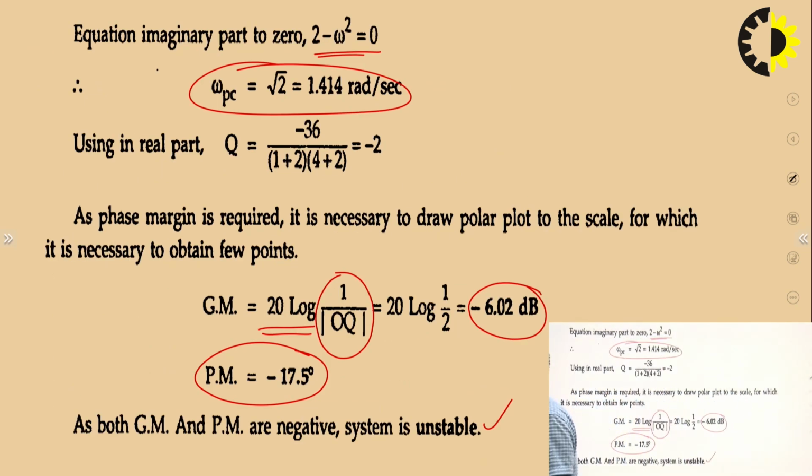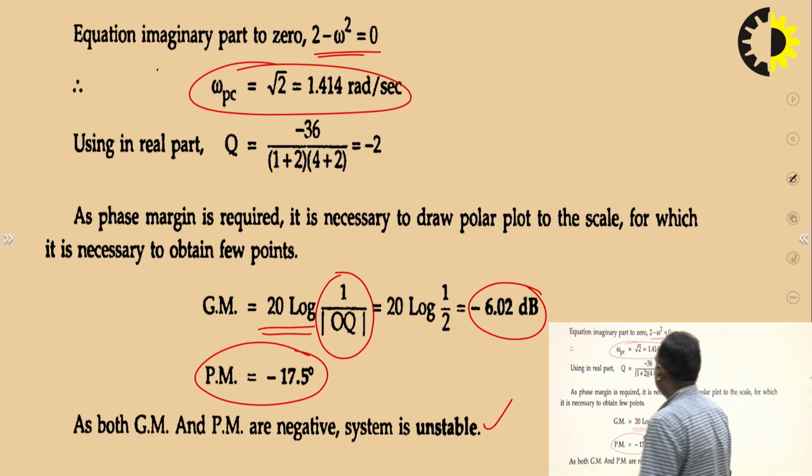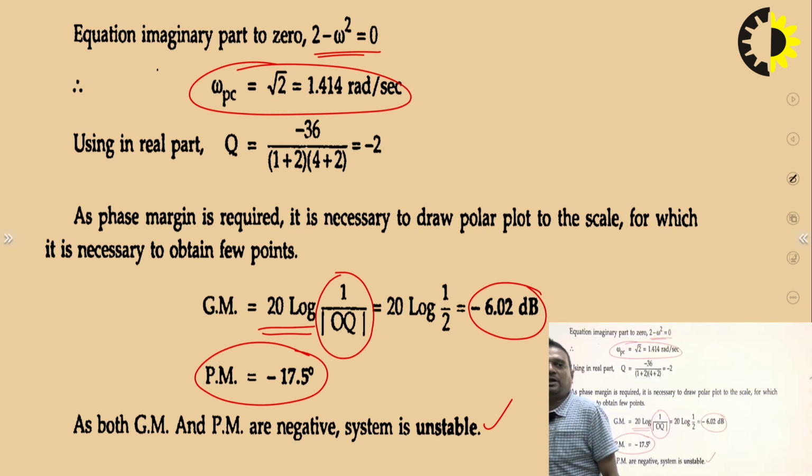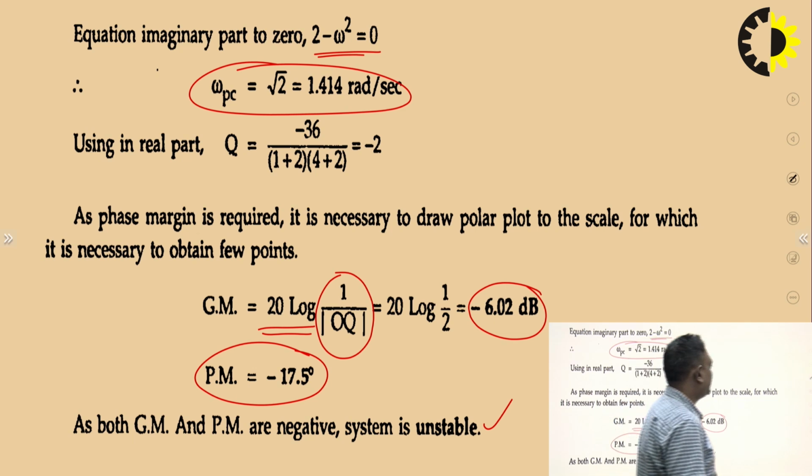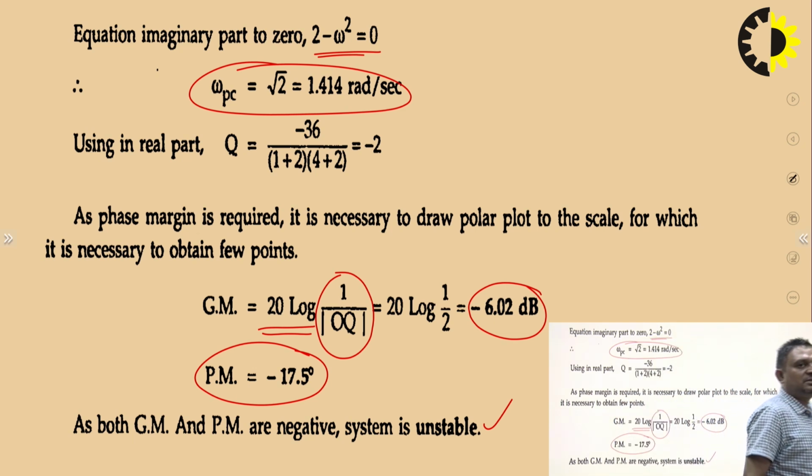In case of polar plot analysis, when you have a complicated type of point, it will become a complicated type of plot. Then it is difficult to find out whether a particular point is enclosed or not. If minus 1 plus j0, which is the critical point, is not enclosed, then we cannot find out the stability using the polar plot.